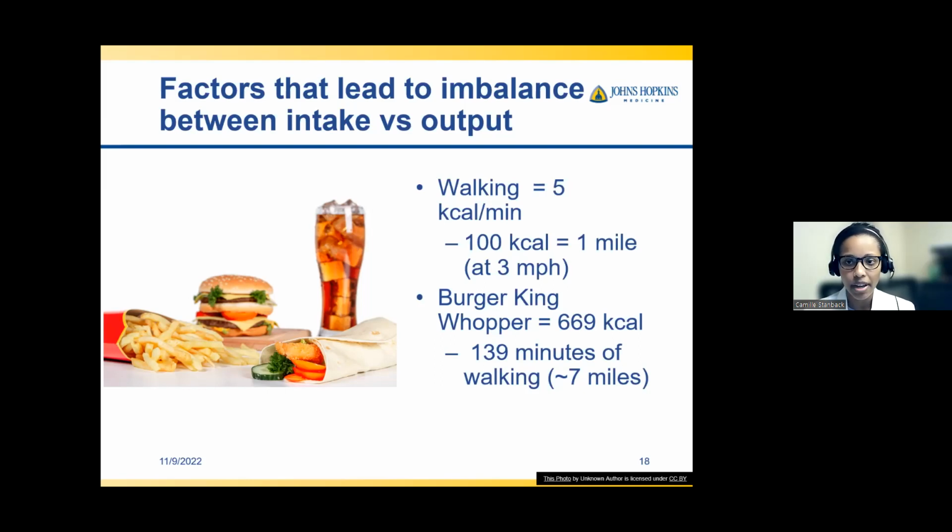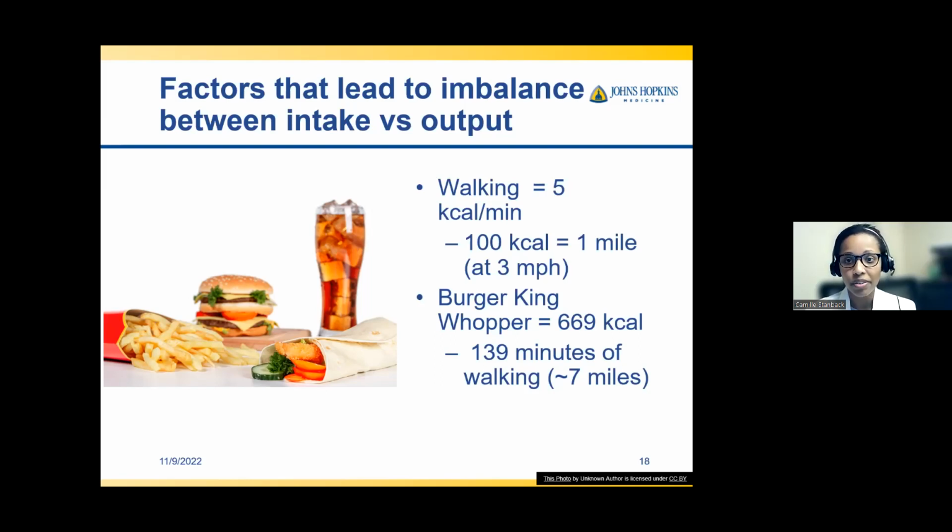Then let's look at fast food. This is just using the available data from the Burger King website. A Whopper is 669 kilocalories. Using our calculation from above, it would take 139 minutes of walking in order to account for this calorie load, or approximately 7 miles. This doesn't include the fries or the soda that comes with it.